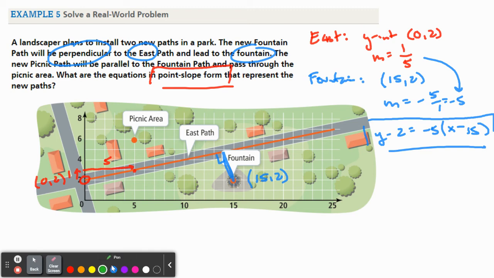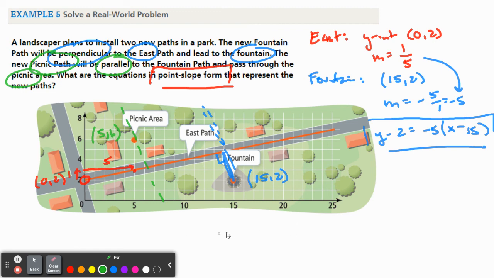And I'll turn to, let's do green, right? And now let's take a look at the new picnic path. The new picnic path is going to be parallel to the fountain path and pass through the picnic area. So if I continue the fountain path, the picnic path will be something like this, parallel to the fountain path. So it's going to have the same slope as the fountain path, but it passes through the picnic area. The picnic area here is at the coordinates of 5, 6.